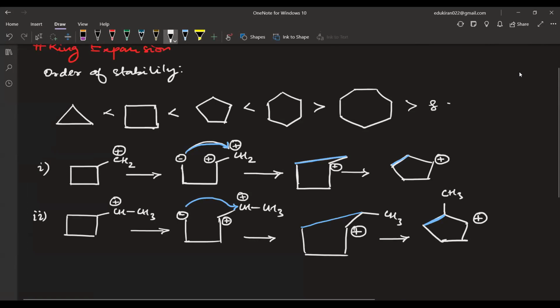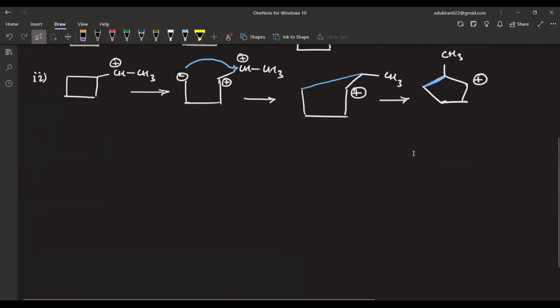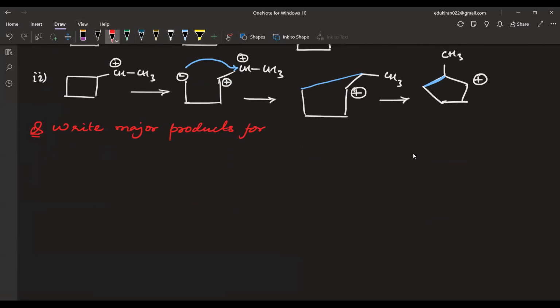Let us suppose we have a cyclobutane and then there is a CH2 positive coming out. Okay, so what can be the reactions for this? So please write the question. Write the major products for the following.